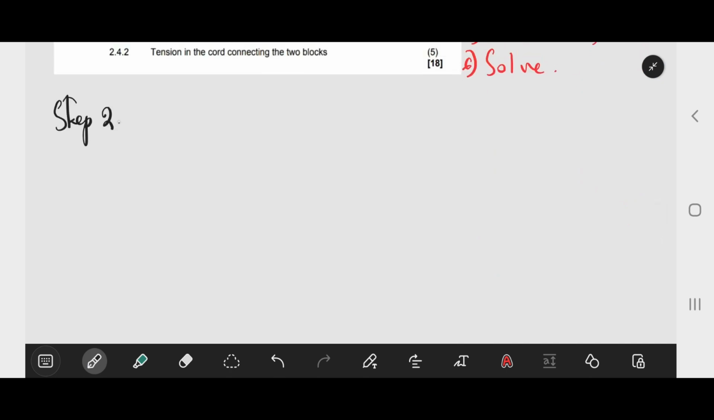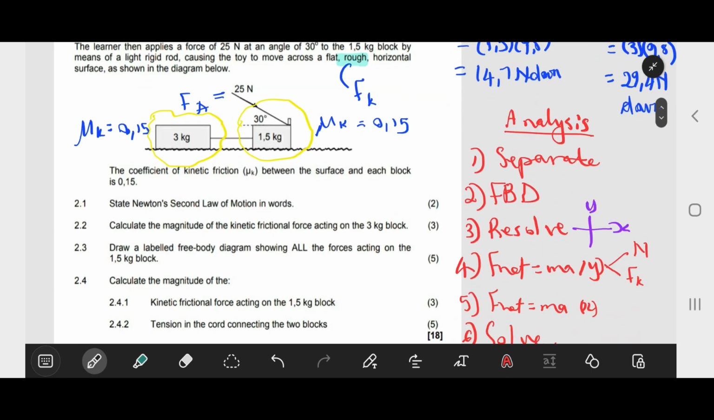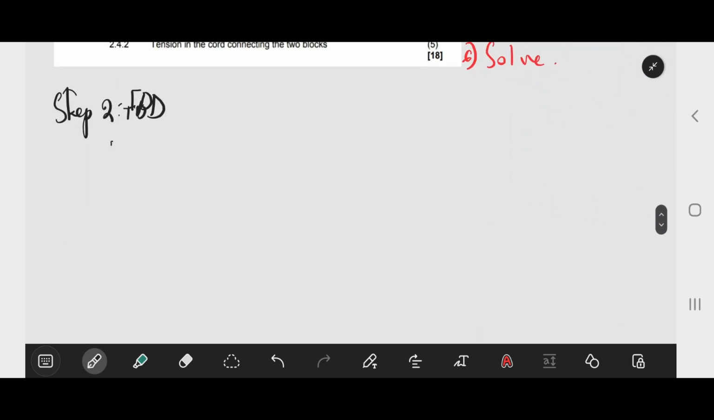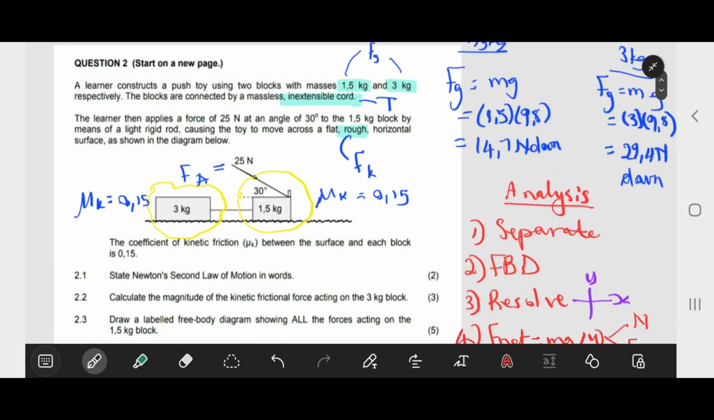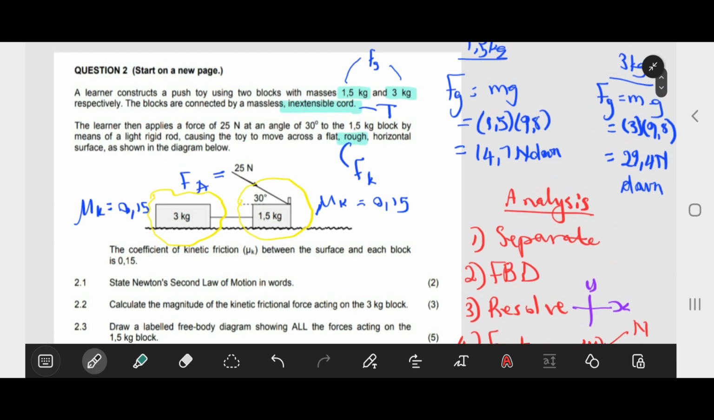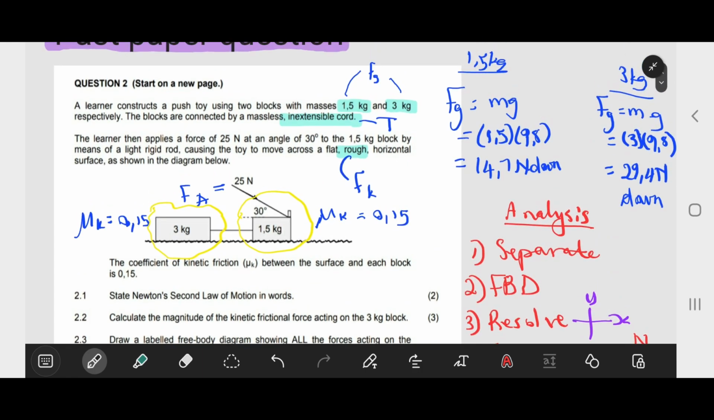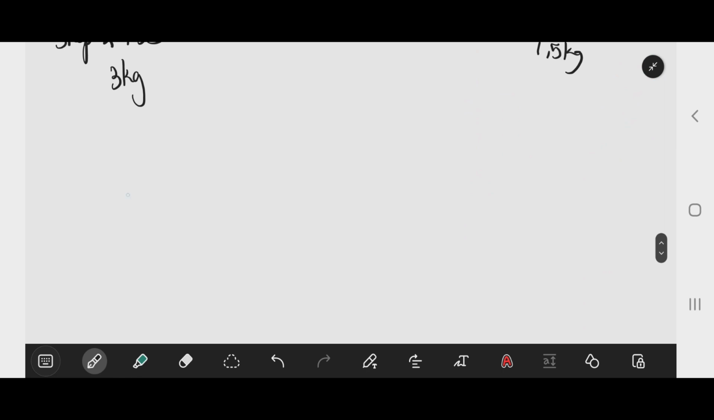Okay, all right, so step 2, the free body diagram. Let us draw the free body diagram for object number 1, which is the 3 kg. Okay, so we have a free body diagram for the 3 kg and a free body diagram for the 1.5 kg, right? So now let us start with the 3 kg.